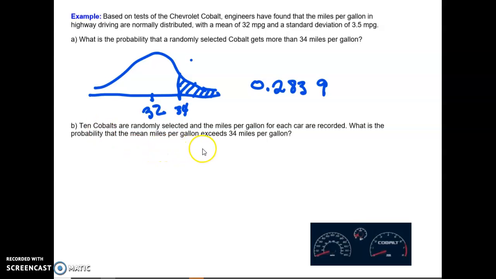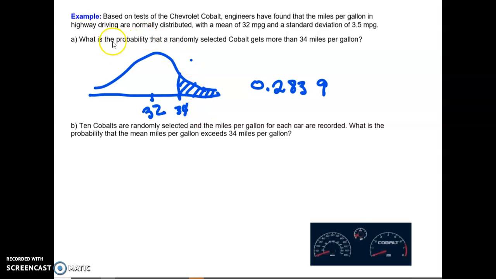Okay, video got cut off, so we're going to finish up this problem here. In the top part of the problem, again, we had a mean of 32 and a standard deviation of 3.5, and we were trying to find the probability that a selected Cobalt gets more than 34 miles per gallon, and we worked that problem in the last video.